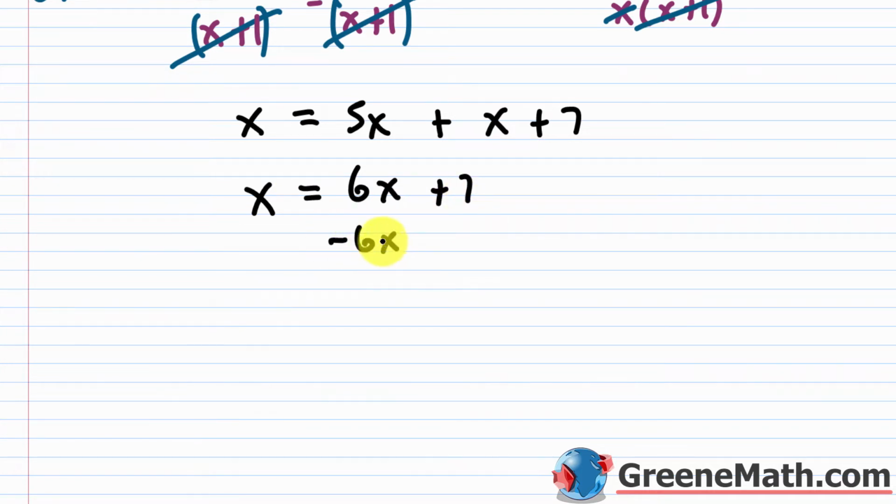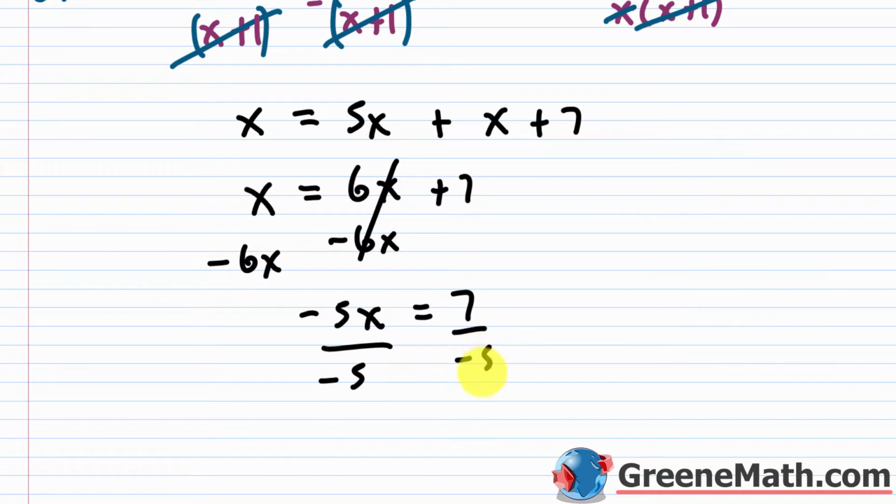Let's subtract 6x away from each side and cancel this away. This would be negative 5x is equal to 7. Let's divide both sides of the equation by negative 5. Let's cancel this, and we'll say x is equal to negative 7/5.